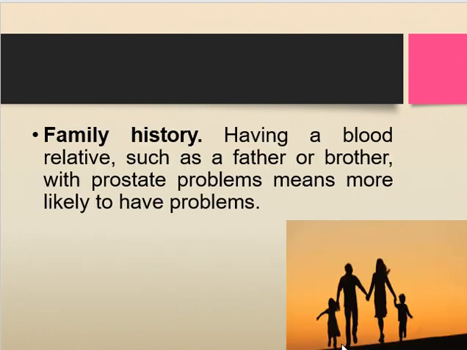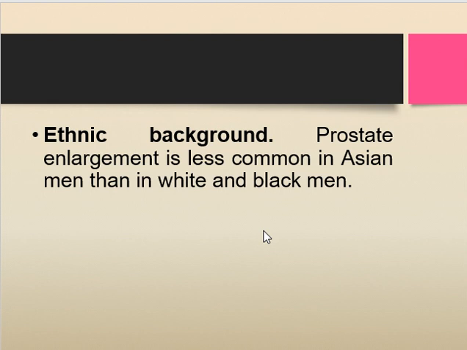Family history: there are chances of family history also. If a blood relative like your father or your brother had a prostate problem, you also have equal chances of developing benign prostatic hyperplasia, but it is not necessary. Next is ethnic background. Prostate enlargement is less common in Asian men than in white and black men, but there is still an increased chance of prostate gland enlargement in Asian men too. When compared to other races, it is less in Asians.